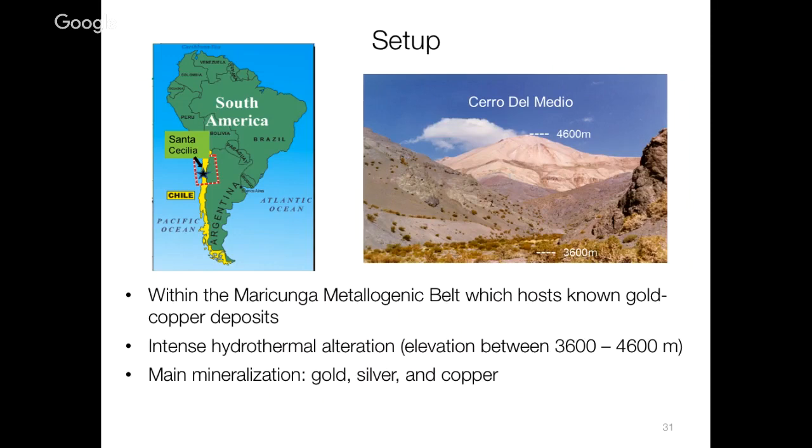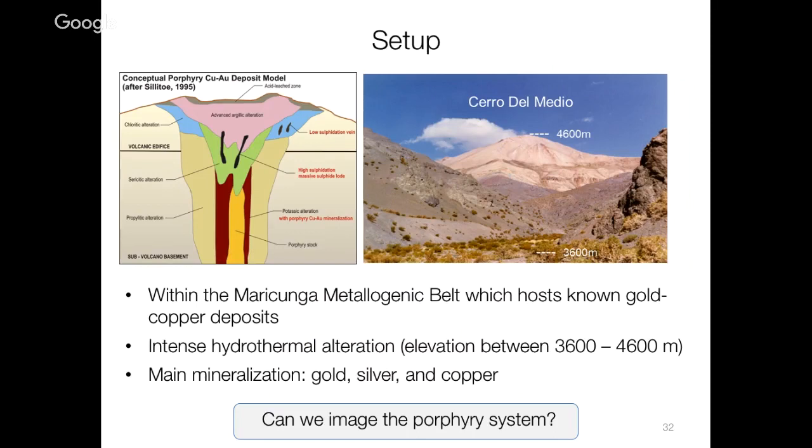So there's your mineralization belt here that has gold, copper deposits. This is a big sign of alteration that's going on. So you've got intense hydrothermal alteration, over 1,000 meters of that, and here you've got gold, silver, copper. Again, a cartoon is really effective. And here's one that was put together by a guy named Sillitoe in 1995.